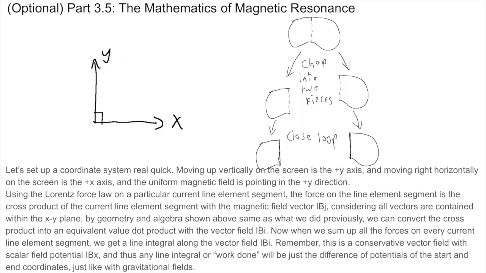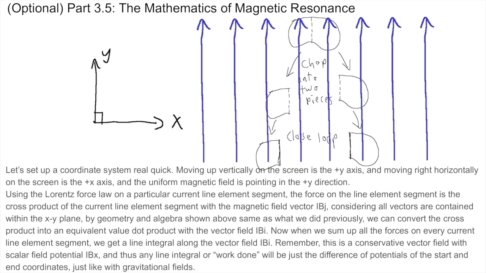Let's set up a coordinate system real quick. Moving up vertically on the screen is the plus y-axis, moving right horizontally on the screen is the plus x-axis, and the uniform magnetic field is pointing in the plus y direction.